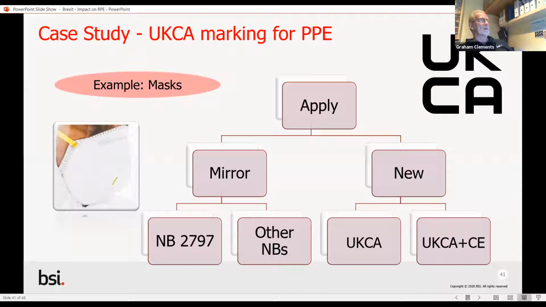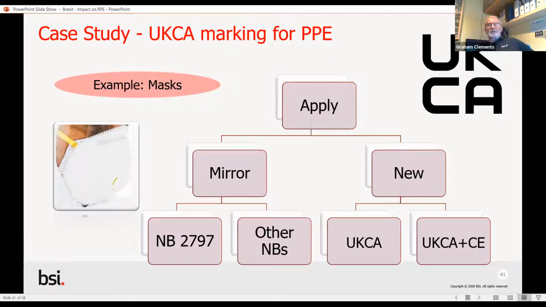So this is where it gets a little confusing. If we've got a mask, we apply for UKCA. Now, if it's a brand new product that you want UKCA for, and there is no existing CE certificate, then bodies like BSI, which are international and can offer both, could offer you just UKCA if you just want it for the UK market, or could offer you UKCA plus CE if you wanted to cover both UK and Europe, or obviously the UK and IMARC as well.